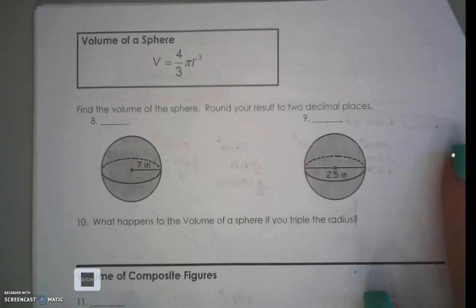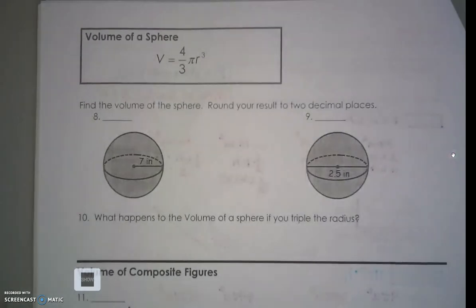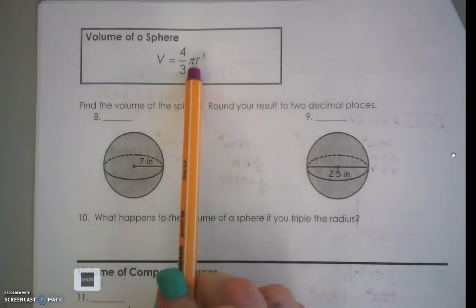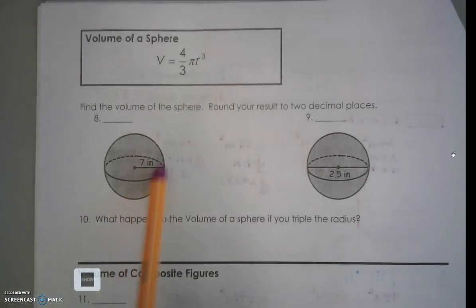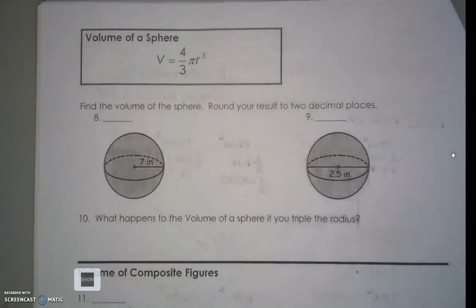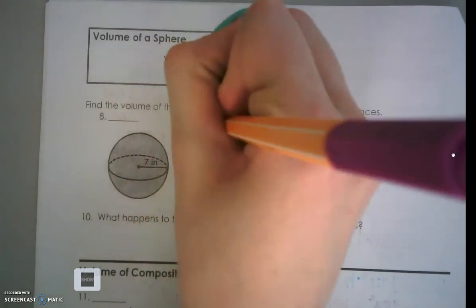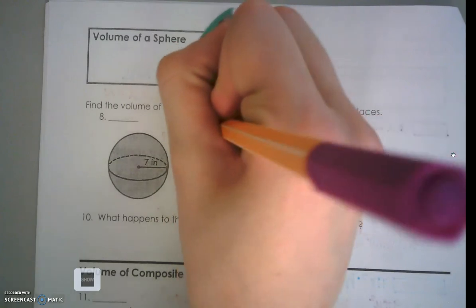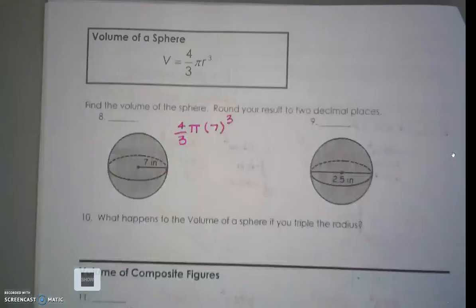Here is the volume of a sphere. And so we are following the area of a circle formula. However, my circle is being pushed out to find volume. That's why my R is cubed. So we will just substitute this into our formula as we see it. So 4/3 pi, and my radius is 7 cubed.